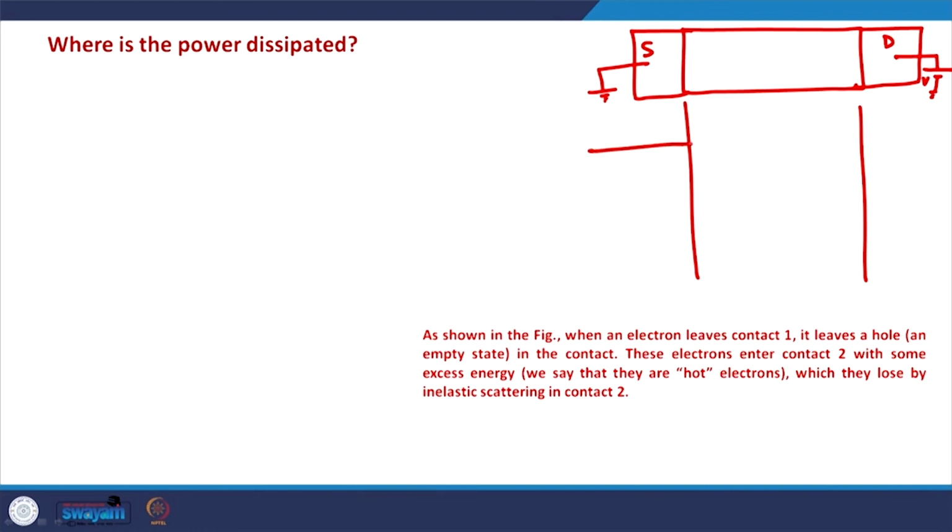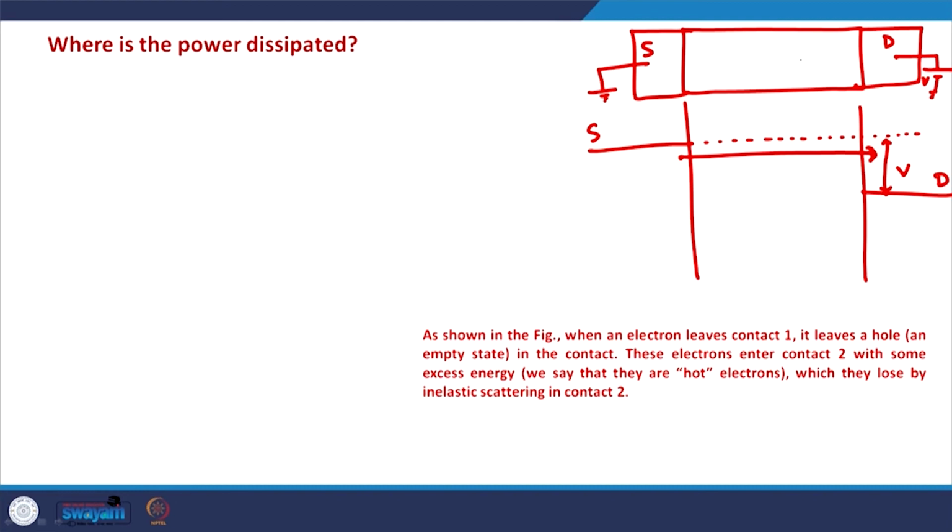So, the Fermi level on the source side is up, the Fermi level on the drain side is a bit down. This is the drain terminal, this is the source terminal. Okay. And in the ballistic transport case, the electrons here go directly.